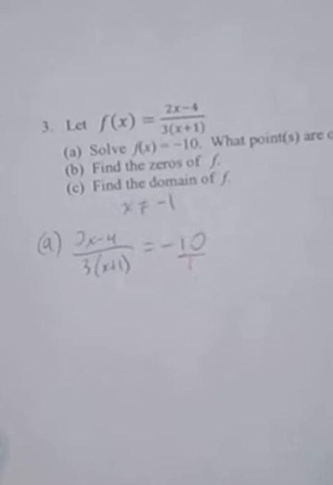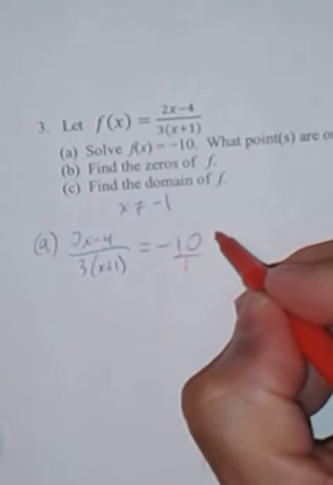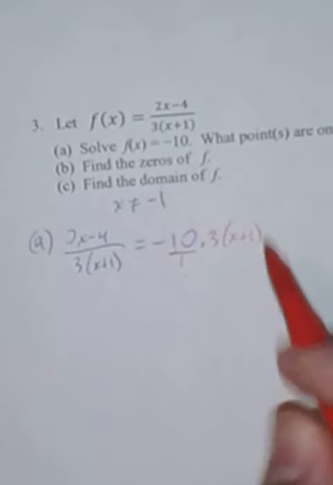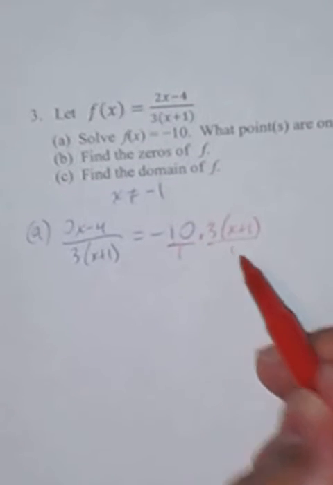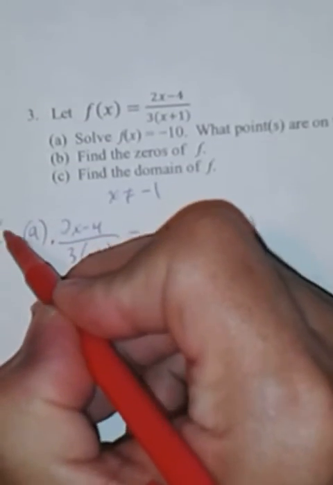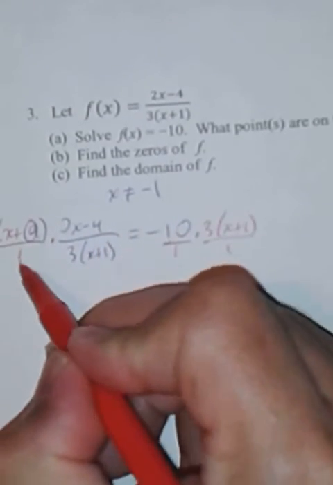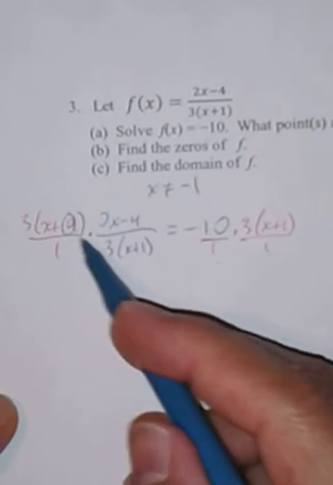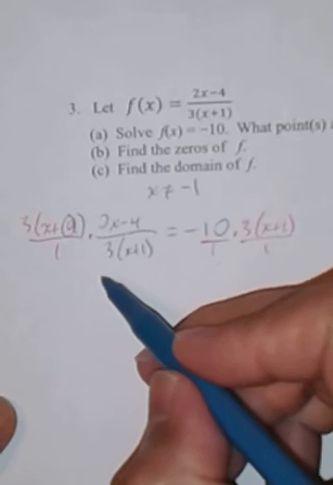Okay? And then I'm going to multiply on both sides times 3 times x plus 1. And if I need to see it as a fraction, I can write that as a fraction, over 1, times 3 times x plus 1. And again, if I need to see it as a fraction, just so I don't get confused, I can write it that way. Notice on the left-hand side, it's going to cancel out.